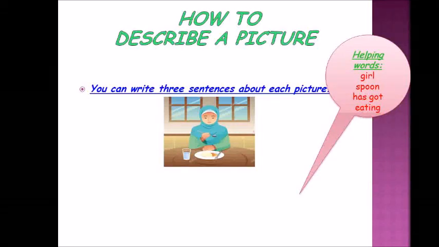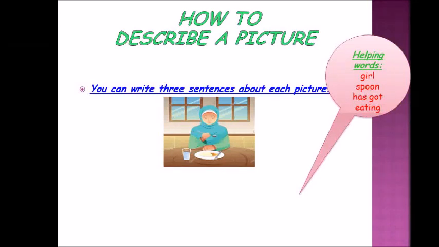This is a girl. And what has she got in her hand? Great job! She has got a spoon. And now we should say she. We should use the pronoun she because she is a girl, and we cannot say he for the girl, as you know.